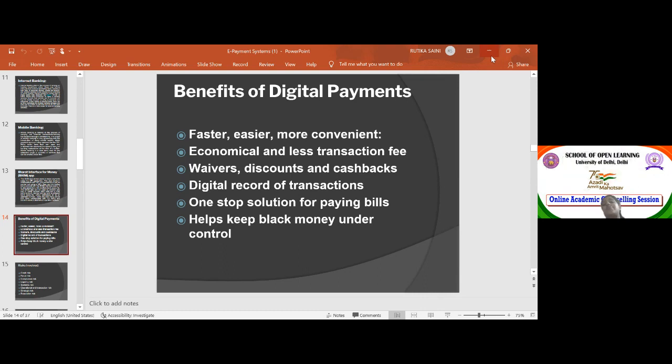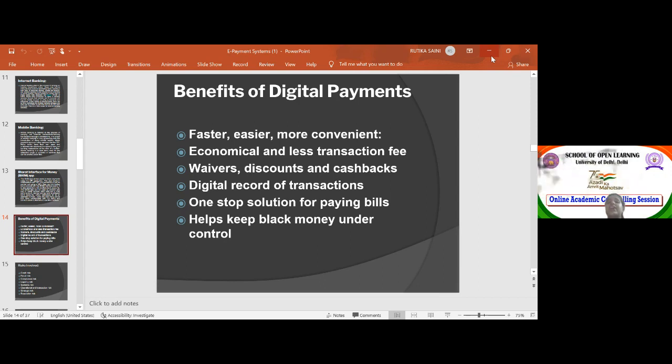One-stop solution for paying the bills. Earlier we had to go to different offices to pay the electricity bill, the water bill, and other things. But now you can pay your bills using a single application. So it acts like a one-stop solution for the bills.